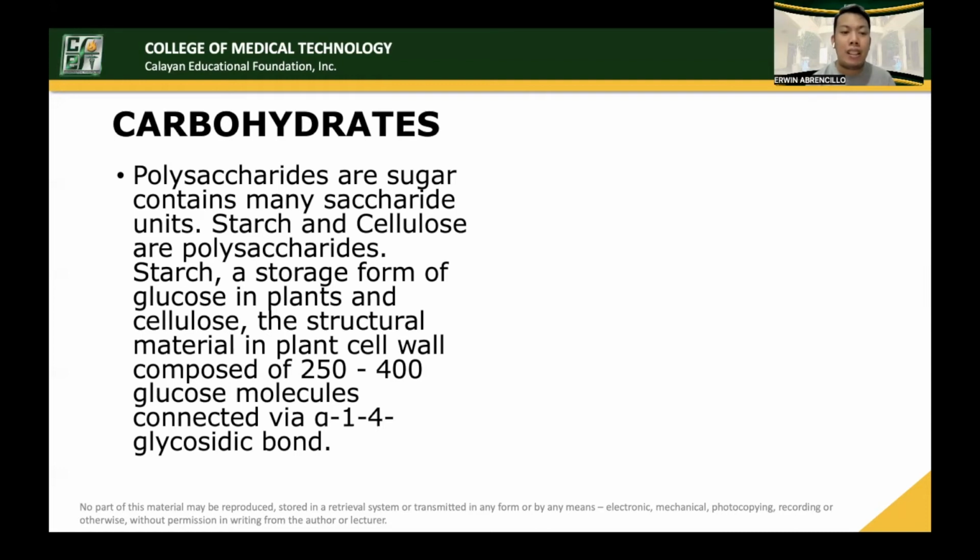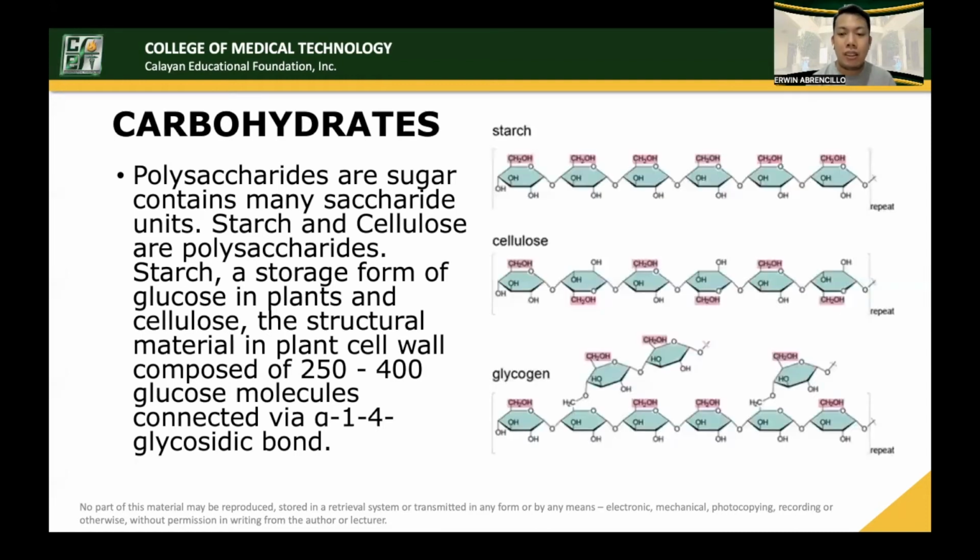Another is glycogen. I have here the illustration. We cannot show the entire structure because, as mentioned, there are around 250 to 400 glucose molecules connected by glycosidic bonds. Now, in this example, we have here starch. You'll notice that all the CH2OH are found on top.